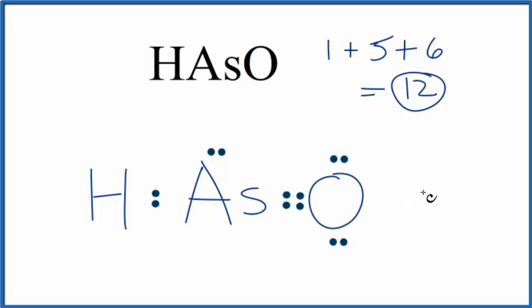If you use the AXE notation, where A is the central atom, that's the arsenic, X, number of atoms bonded to it, 2, E, the lone pairs, we have the 1 lone pair here. So this ends up being what we call a bent molecular geometry.